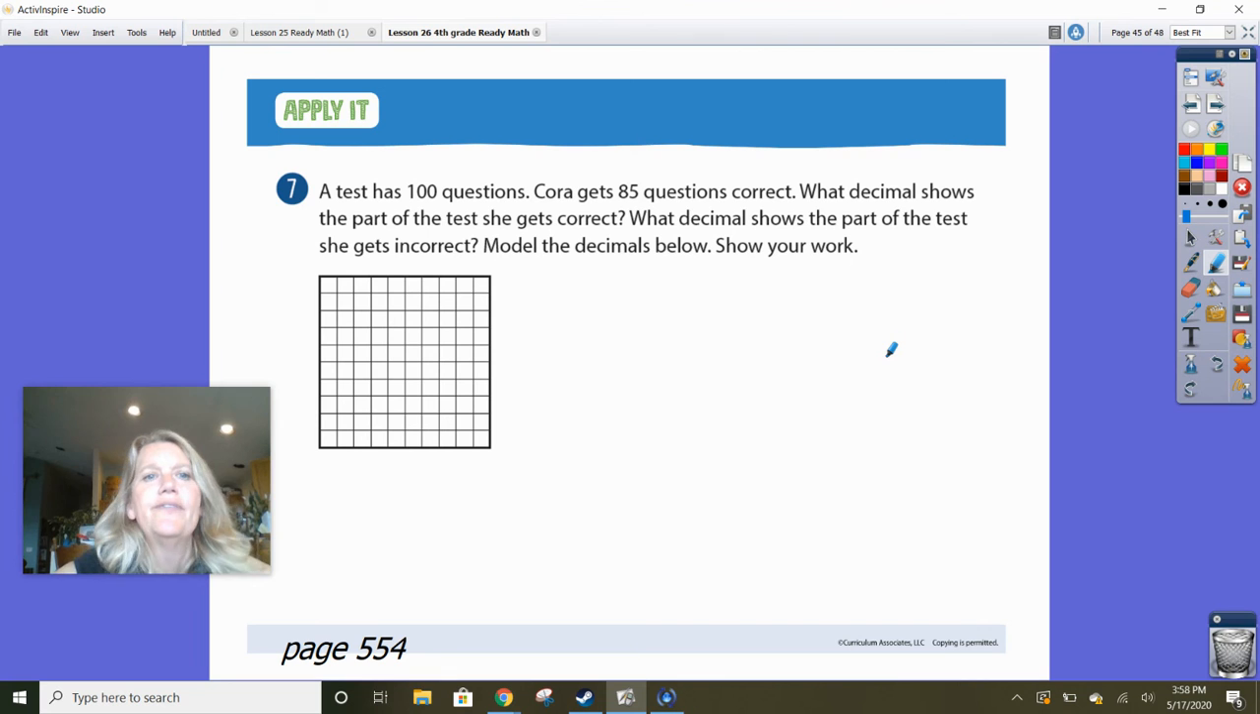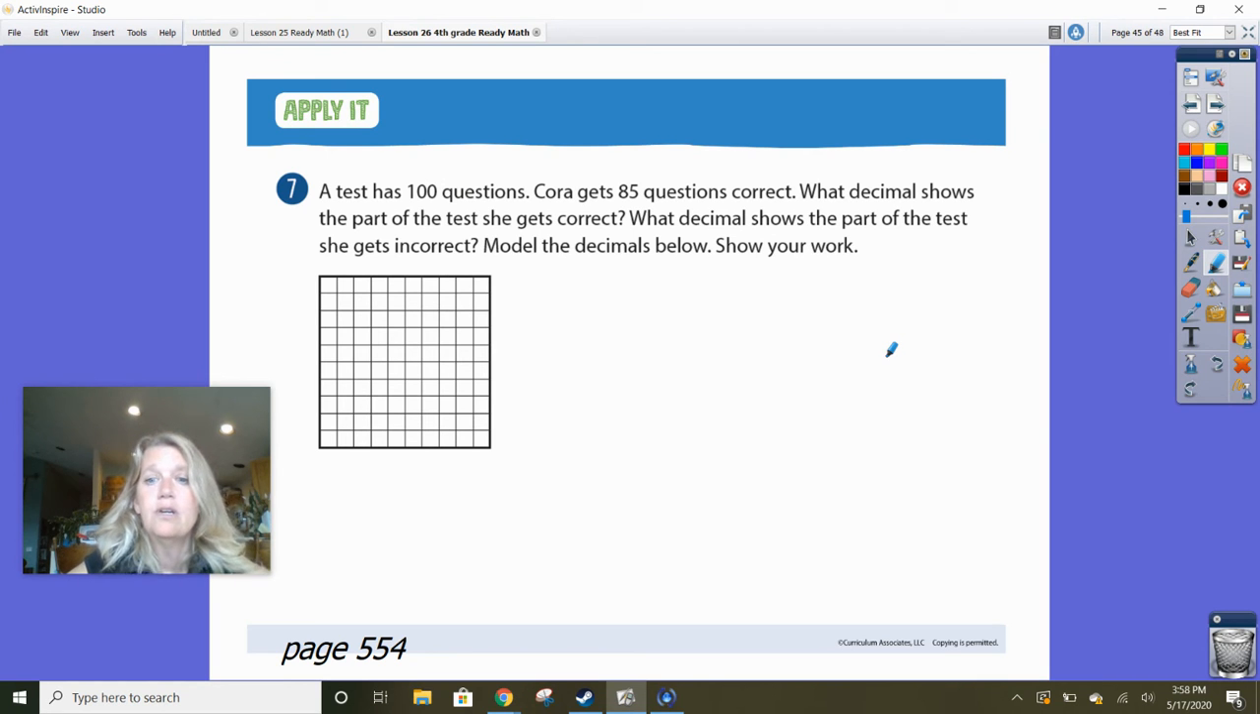A test has 100 questions. Cora gets 85 questions correct. What decimal shows the part of the test she gets correct? What decimal shows the part of the test she gets incorrect? Model the decimals below. Show your work.